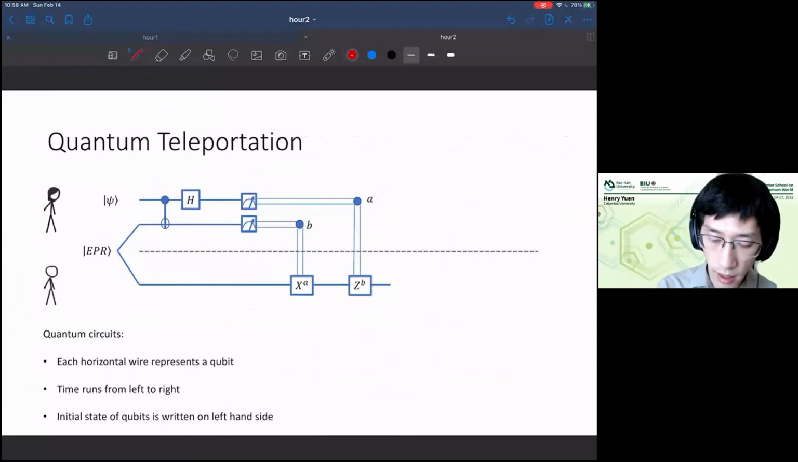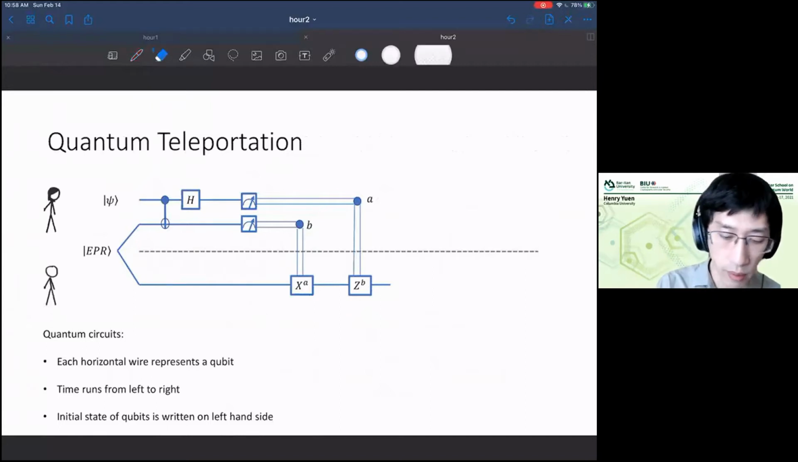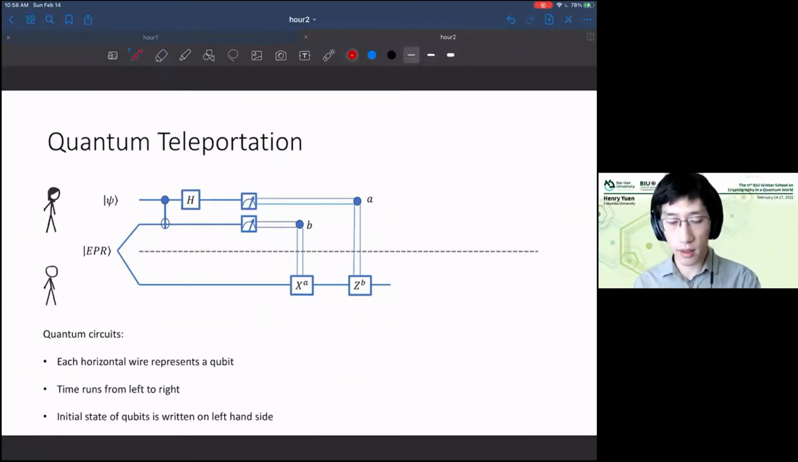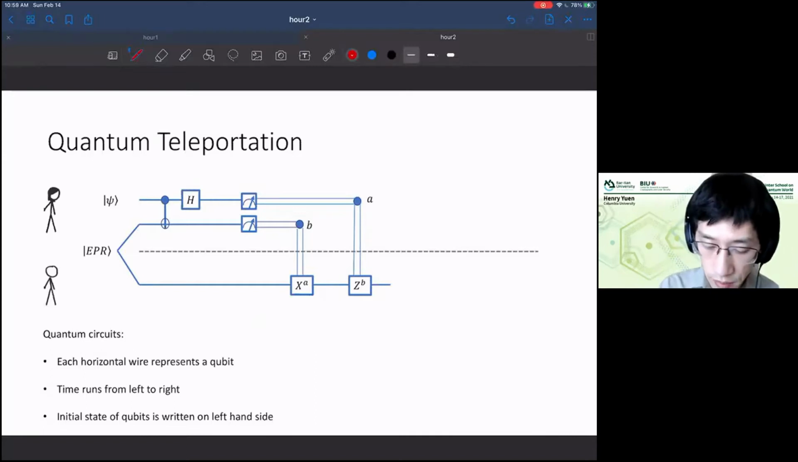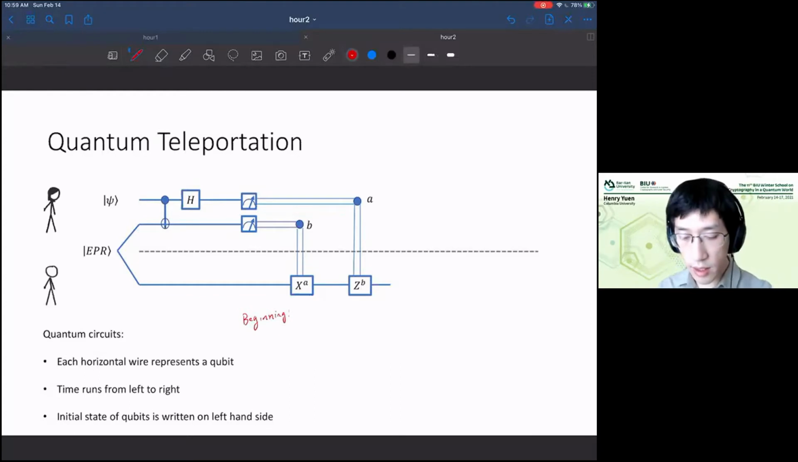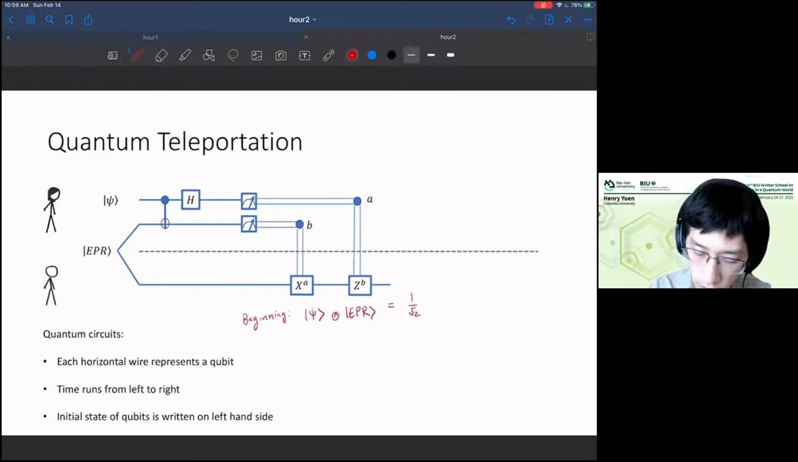So let's say, well, actually, before that, let me say, how do we analyze these quantum circuits? Well, basically, you just sort of analyze the state of the circuit, instant by instant. So in the beginning, the state that they start with is psi tensor this EPR state. And let me write out what that is.